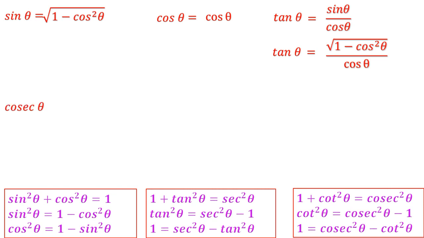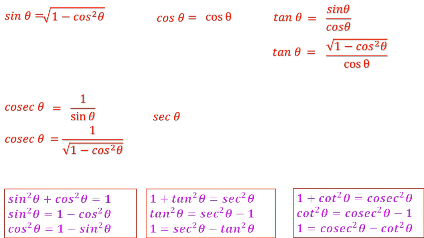Next one is cosec theta. Cosec theta is equal to 1 by sin theta. So the reciprocal of square root of 1 minus cos square theta is 1 by square root of 1 minus cos square theta. And sec theta is the reciprocal of cos theta, which is 1 by cos theta.